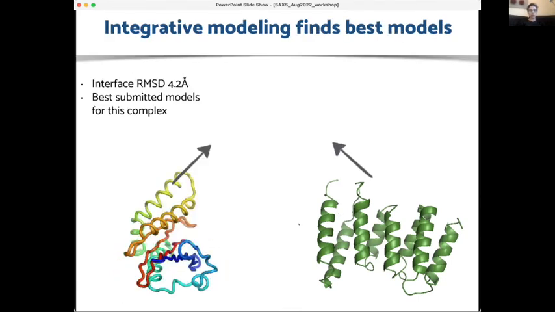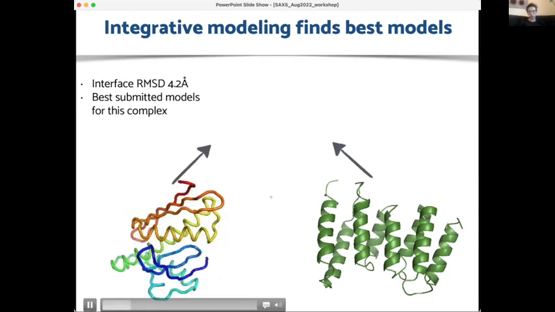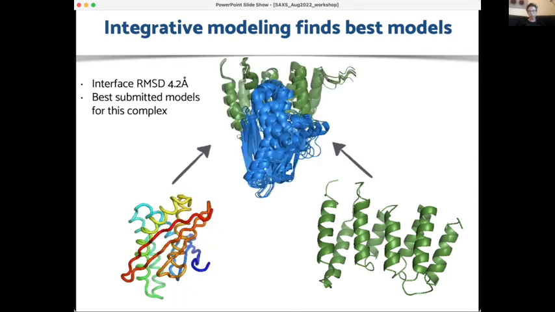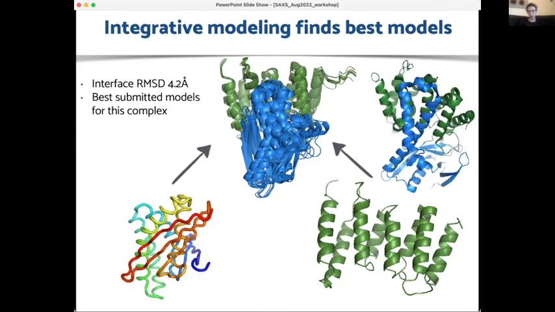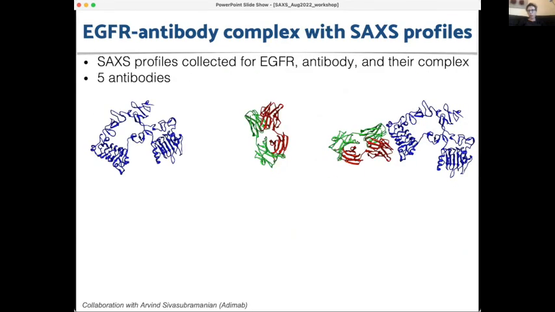And once we docked them and started to select based on interprotein crosslinks and SAXS, we could see convergence. So we basically were obtaining clusters of very similar models. Here docking helped the folding, and we could select the correct model, and it indeed turned out to be very close to the crystal structure here on the right. So this is a nice example of integration of two data sets, SAXS and crosslinks, and obviously shape complementarity and statistical potential for interface scores. And now I will use the remaining time to talk about antibodies.